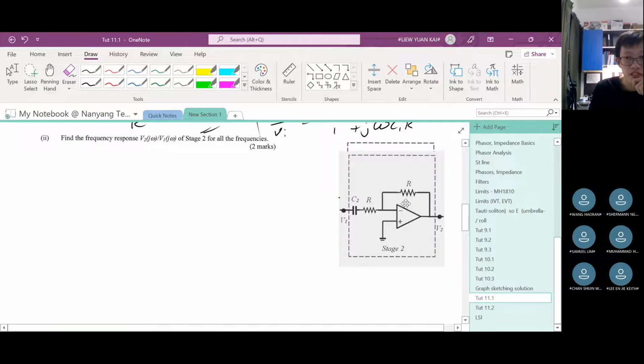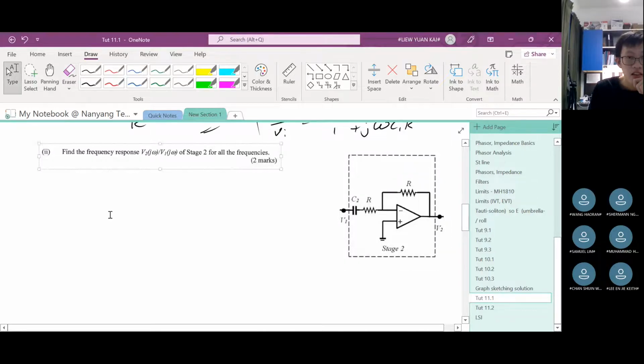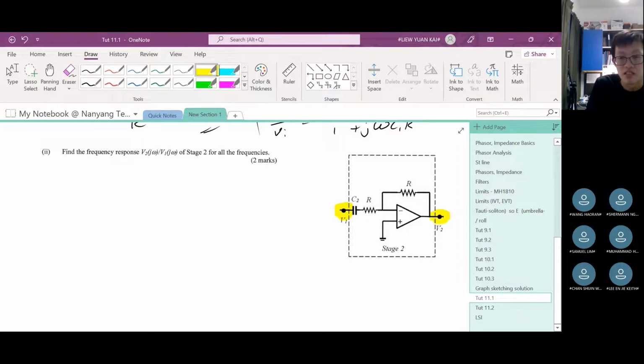Let me just move this down a bit. So question 2 asks you for the same thing, the frequency response, but now for the second part, right? So this is the input for the second stage. This is the output for the second stage. So it's just V out over V in, but they label it as V2 over V1. Okay, so again, we can see V plus is 0. That means V minus is 0.